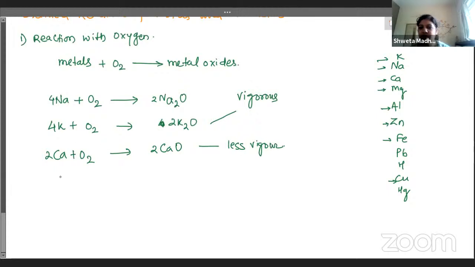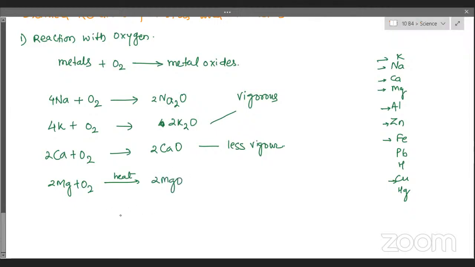Magnesium ribbon, you have seen, we have to burn it. It is a burning process. We have to heat it, then only it will burn. Magnesium plus oxygen: when we provide heat, then only it will form magnesium oxide.